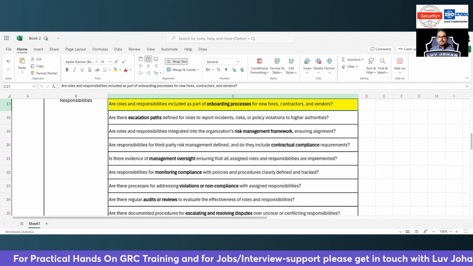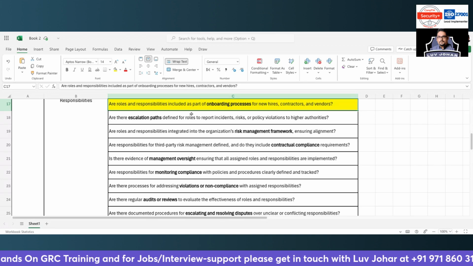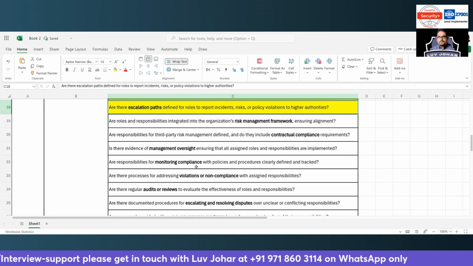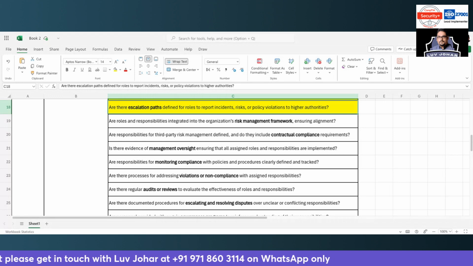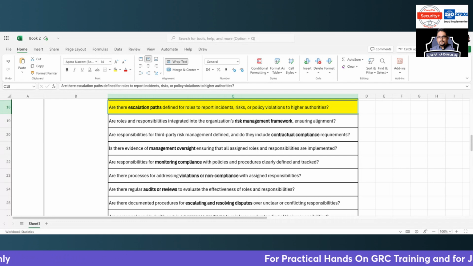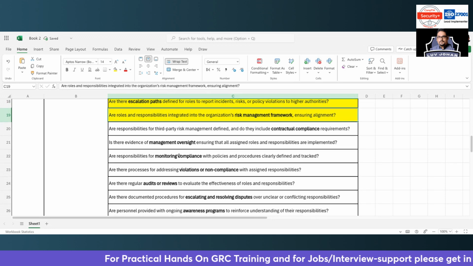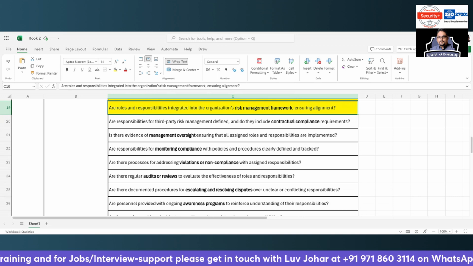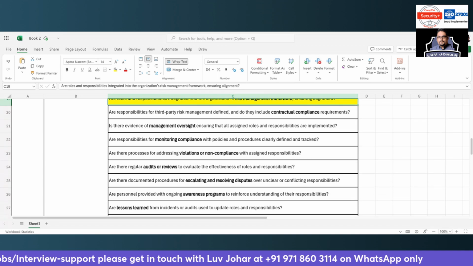And after that, you need to make sure that there are definite escalation paths also defined for roles to report incident risks or policy violations to higher authorities. And then you need to define the roles and responsibilities integrated into the organization risk management framework. This is very important because here you need to understand who is responsible for what. Only then can you assign the respective risk to that particular risk owner.